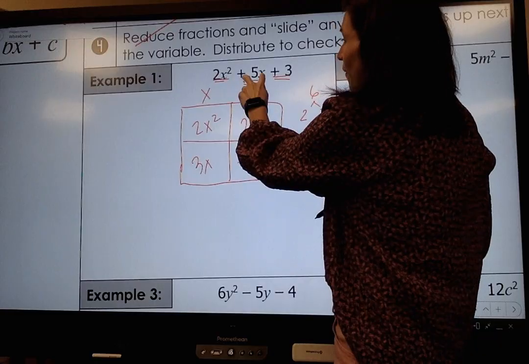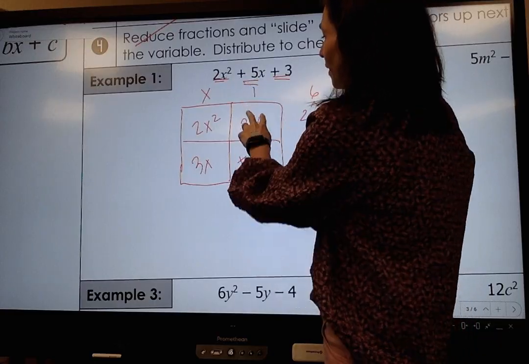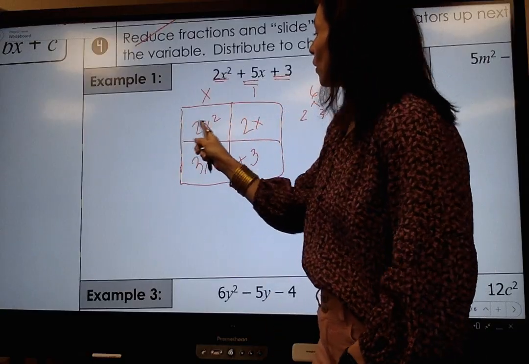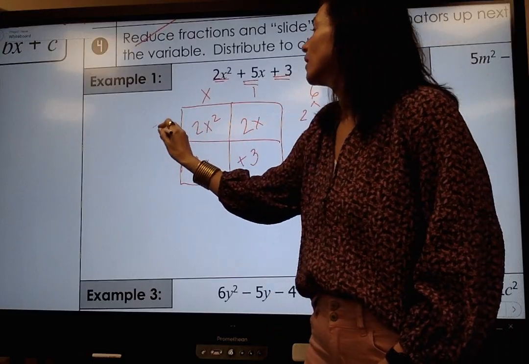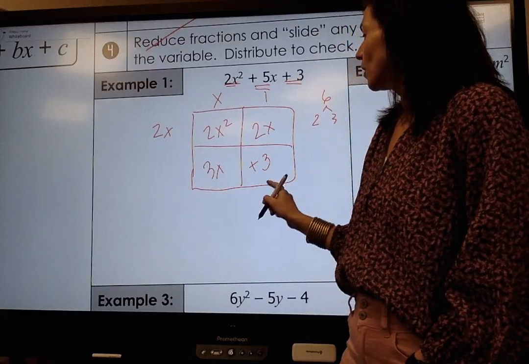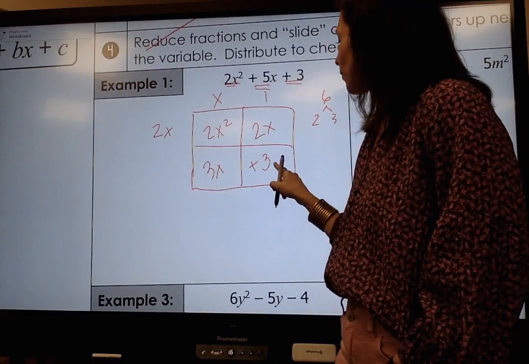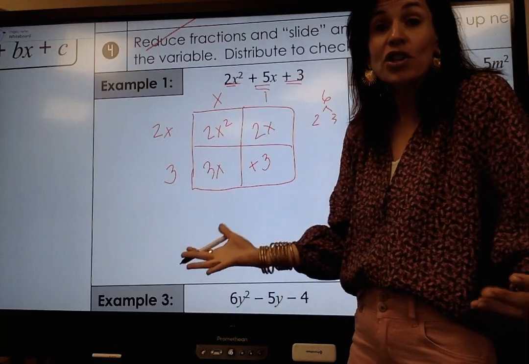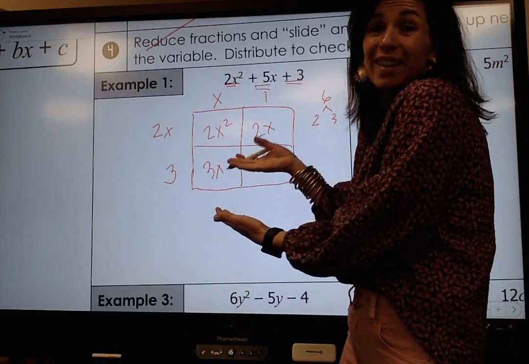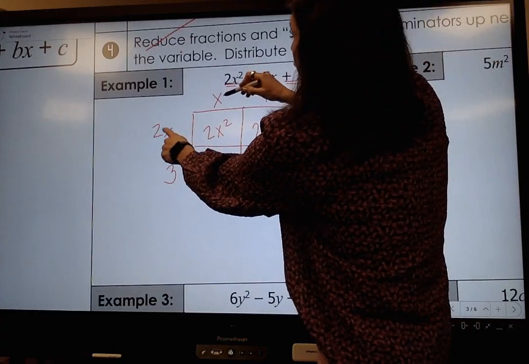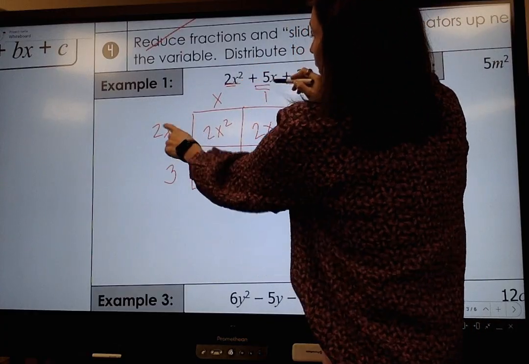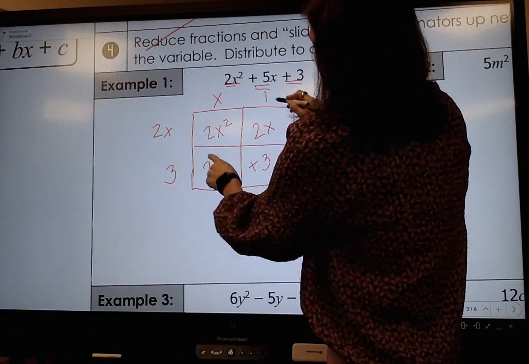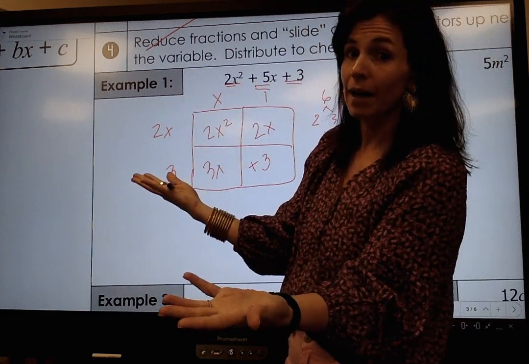The GCF of this column is 1. Nothing else goes into those but 1. So now when I take the GCF of this row, 2x squared and 2x, my GCF is 2x. When I take the GCF here, 3x and 3, that GCF is 3. Now, I can check my answer super fast. That's why I like this method, because I can see 2x times x, 2x squared. 2x times 1, 2x. 3 times x, 3x. 3 times 1, 3.